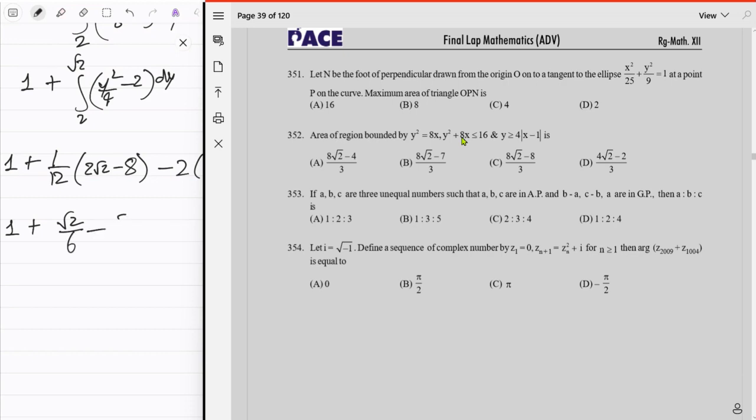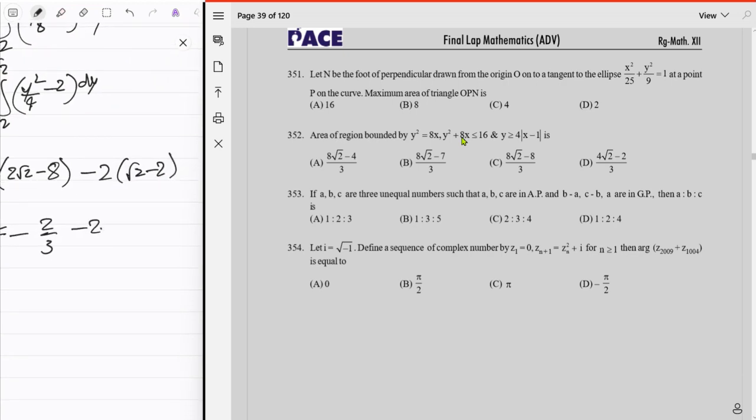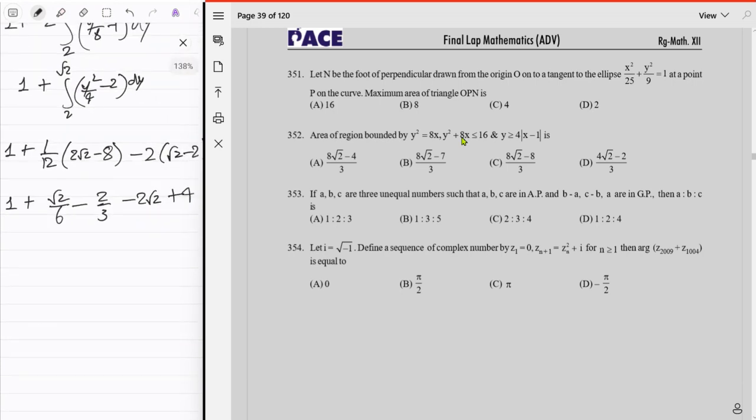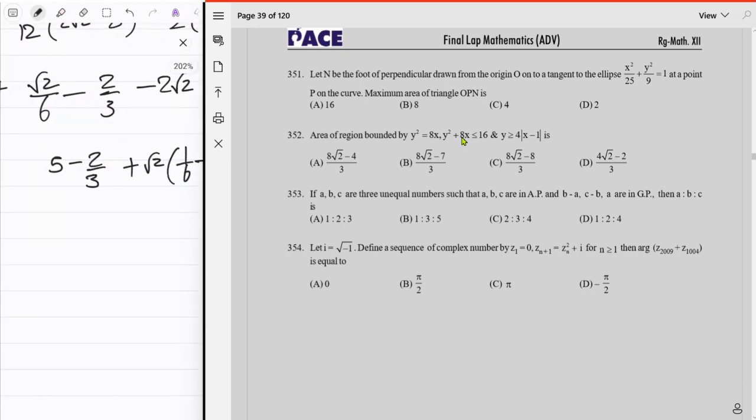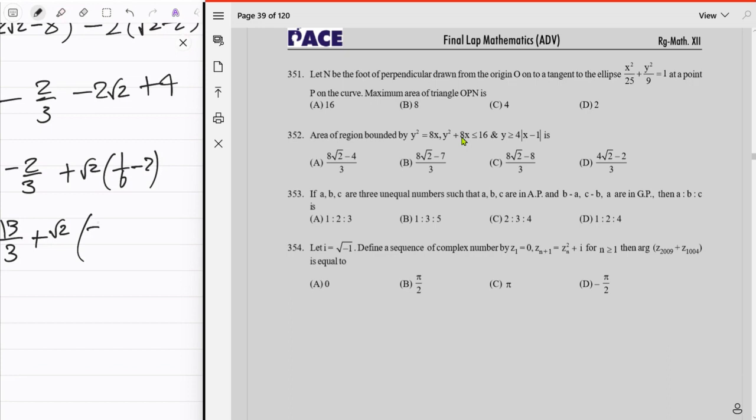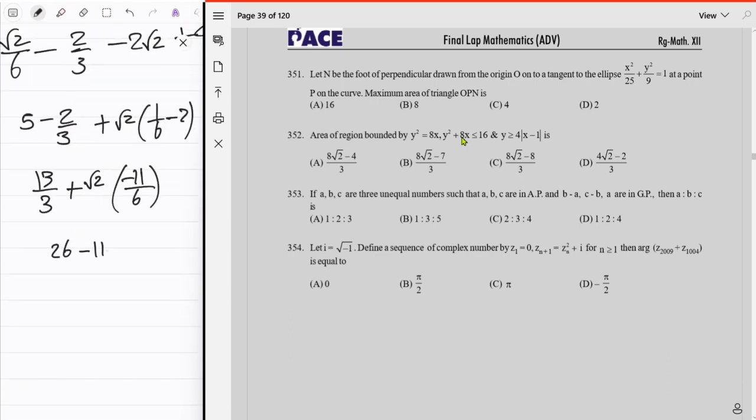Minus 2 upon 3 minus 2 square root of 2 plus 4. So this is like 5 minus this thing, and you just have square root of 2 times 1 upon 6 minus 2. How bad is this, whatever it is. So this is, like, 15 minus 2 is 13, 13 upon 3 plus square root of 2 times minus 12 is negative 11, 11 upon 6. So, 26 minus 11 square root of 2 upon 6, which should not be in the options, of course, because they never give that. So let's move on. Next question.